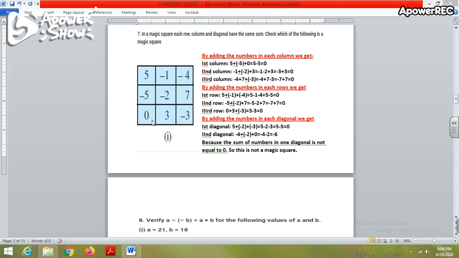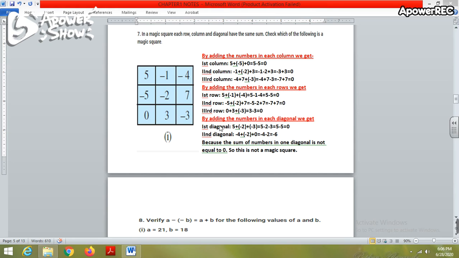Now let's find the sum of the numbers in the third row, and the sum is 0 plus 3 plus minus 3, which equals 0 plus 3, and this will become minus 3. So plus 3 minus 3 equals 0. So the sum of the numbers in each row is again equal to 0.